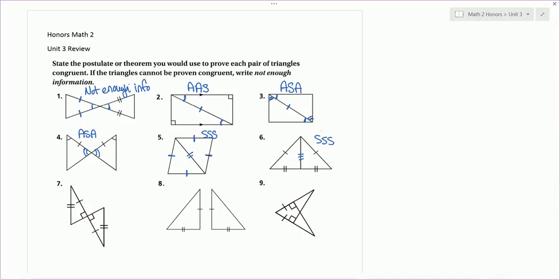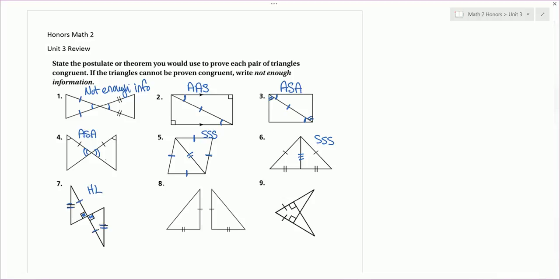Number seven, we have two right triangles. The right angles correspond with each other. Also, the hypotenuse of each, the longest side or opposite the right angle, are congruent. And also we have one leg that's congruent, and so we call this the hypotenuse leg congruence.